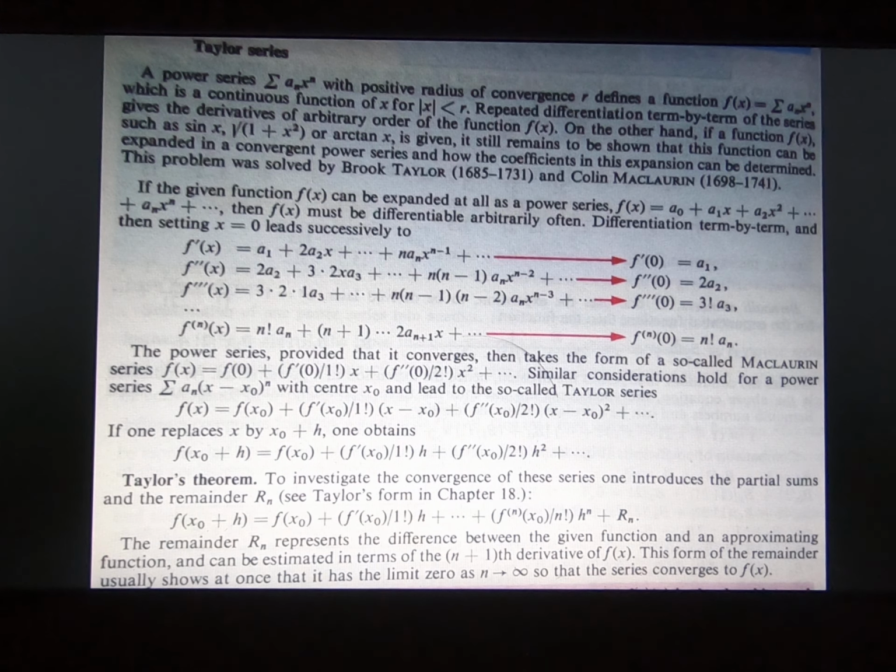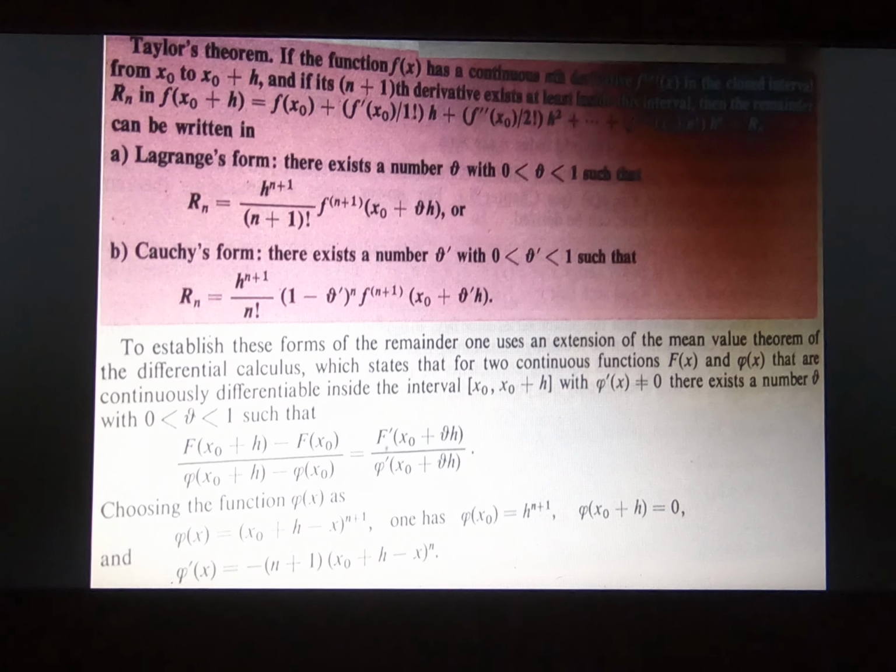And so to find the remainder Rn, you need to use the extended mean value theorem, and you can pick a function like this, and you get the Lagrange form. A different choice of this function will give you another form.